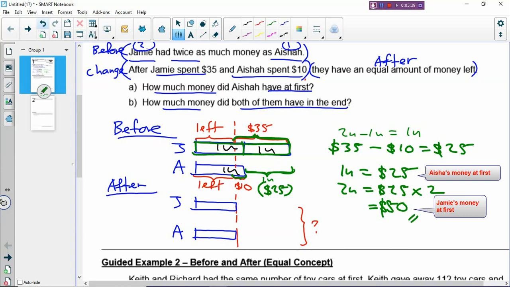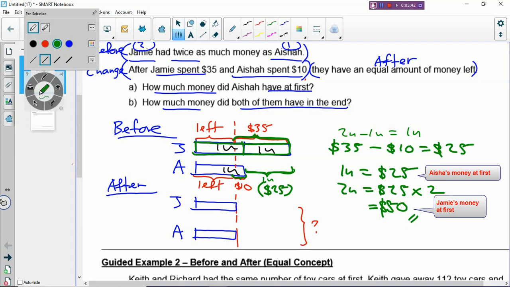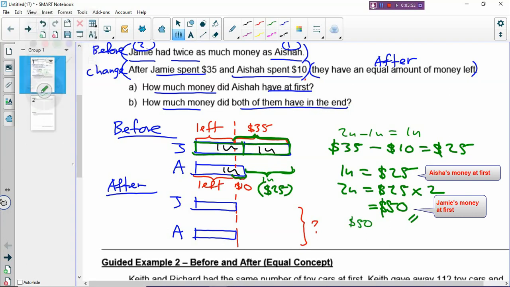Okay, then how much they have in the end altogether? Then if Aisha has $50 at first, then what do you do? Then you minus 35, right? Because Aisha spent 35. So 50 minus 35. So Aisha must have $15, right? $15 in the end. And then Jamie, right? Not Aisha, Jamie. So Jamie has $15 in the end, and then Aisha will also have $15 in the end, right?